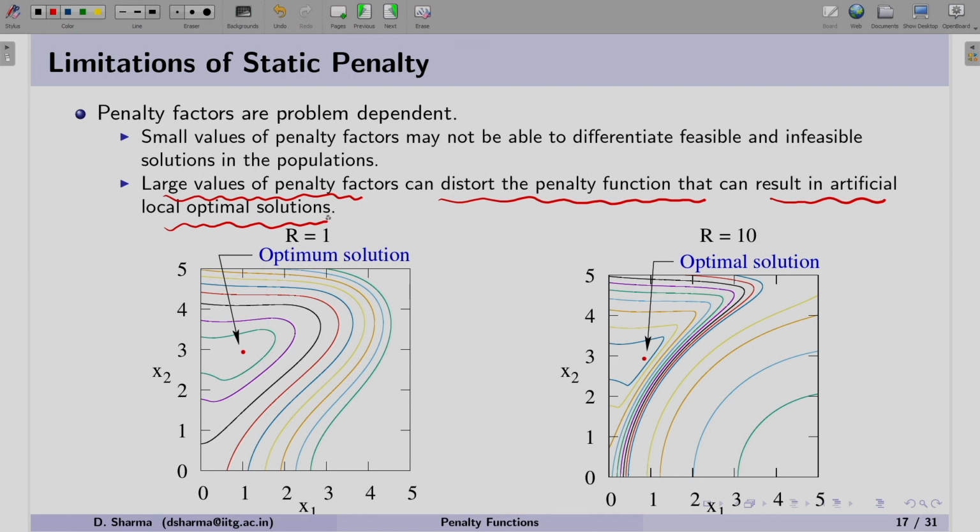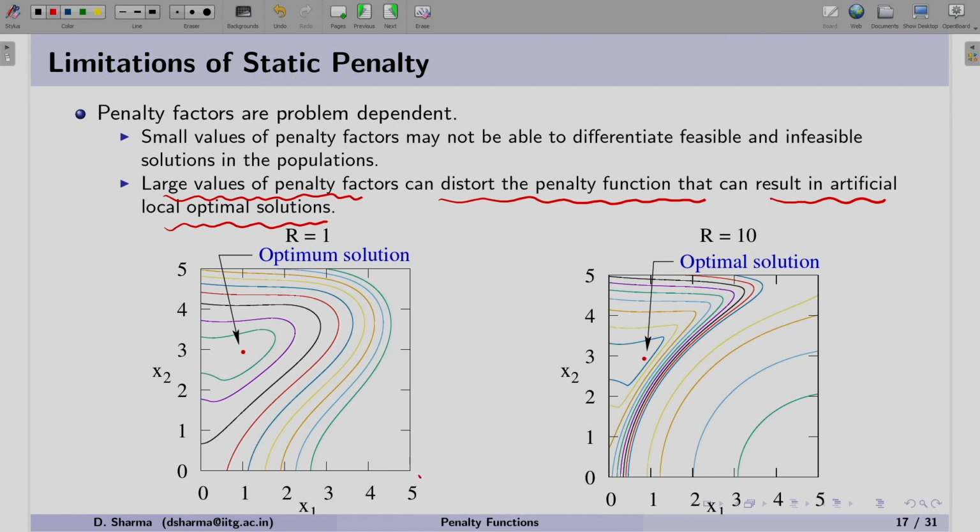So, that is another disadvantage: if we keep the value of r large, then the contours of the penalty function method will distort, and because of that there could be some local or artificial optima. Let us look at this particular case with an example given here.